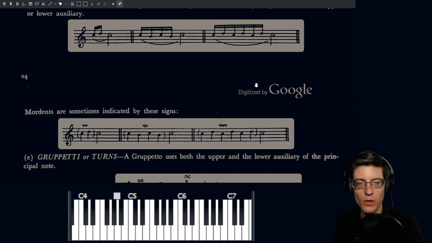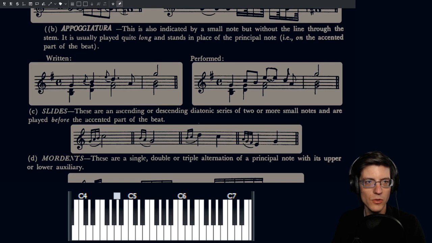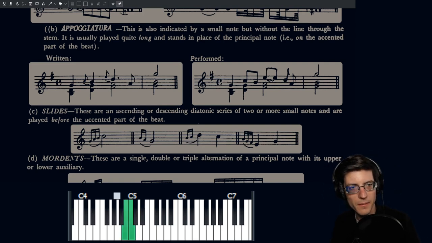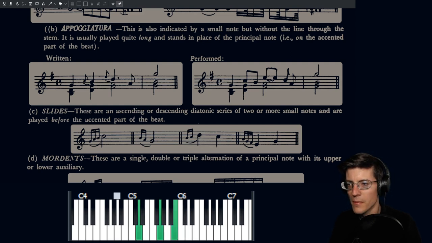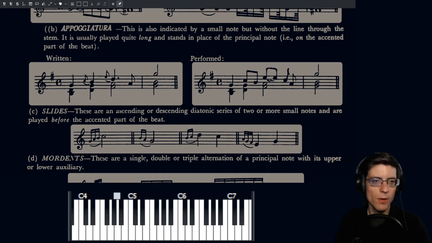So let's do that again. Appoggiatura. So let's go ahead and play that. So you see how it lands on the downbeat. So if I play bum ba dee dun, okay. So that's your appoggiatura.